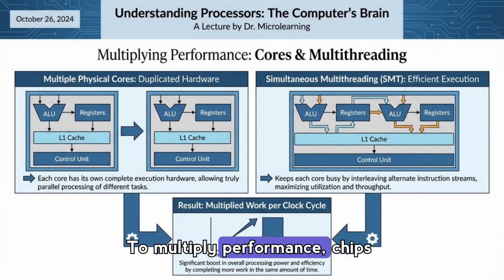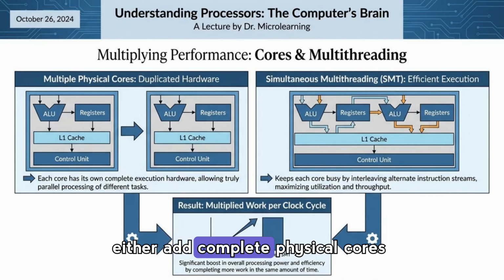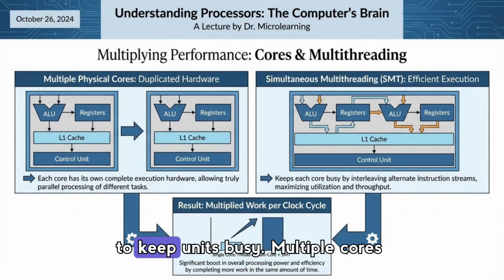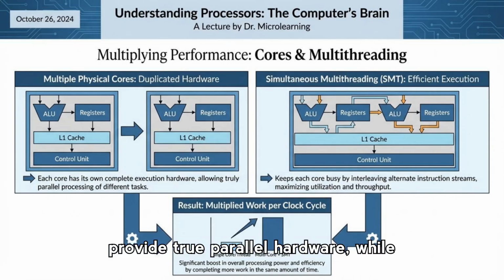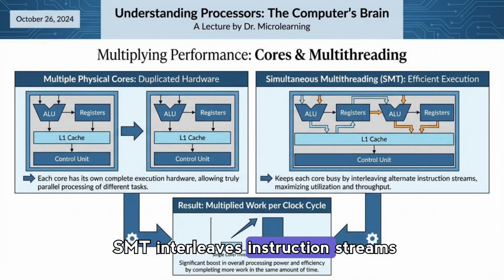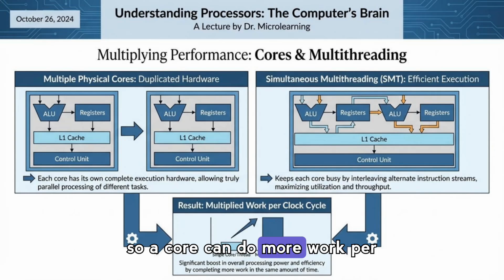To multiply performance, chips either add complete physical cores or use simultaneous multi-threading to keep units busy. Multiple cores provide true parallel hardware, while SMT interleaves instruction streams, so a core can do more work per clock. The slide shows how both strategies increase overall throughput, letting systems complete more tasks in the same amount of time.